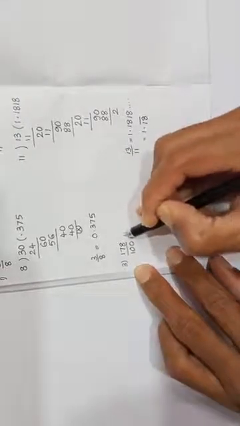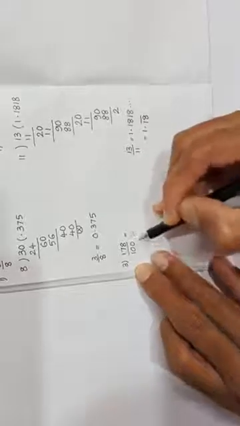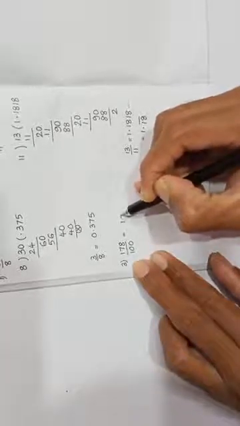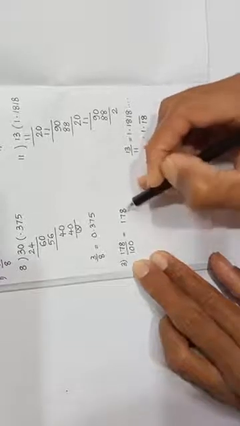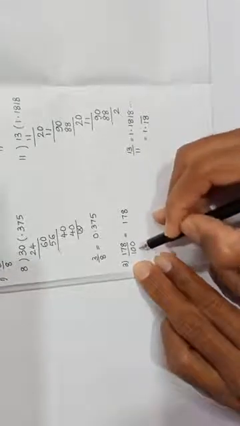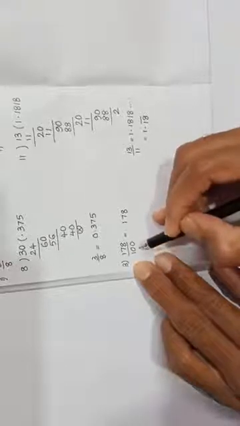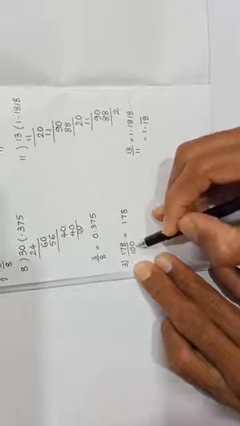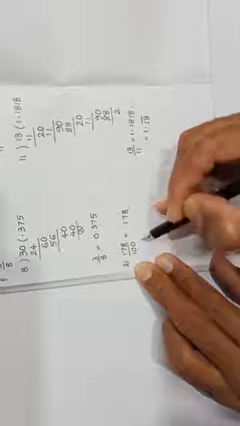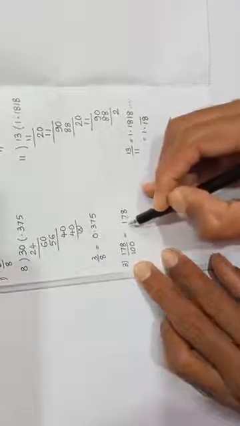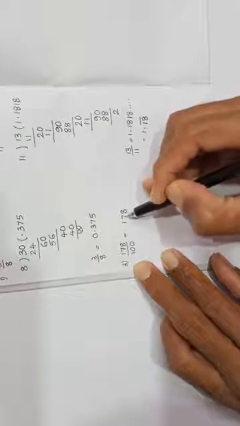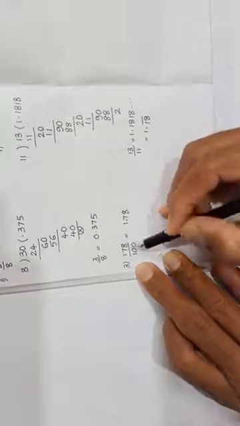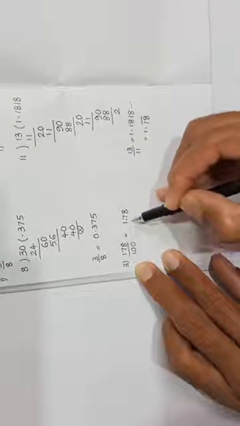Whatever the numerator is, simply write it down: 178. Next, observe the denominator: 1 followed by 2 zeros. Count the zeros: 2 zeros means 2 digits after the decimal. So we get 1.78. So 178 by 100 equals 1.78.